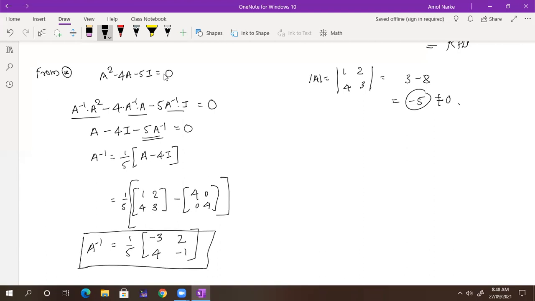Now, whether you have any question here, or I will ask you a question. Why should this determinant be non-zero? Exactly, that is what I am expecting. Because for finding the inverse, this is the basic requirement.